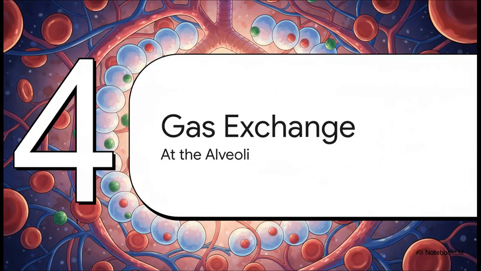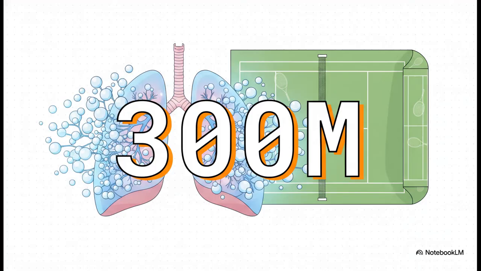Section 4. Gas exchange at the alveoli. From the trachea, we split off into the bronchi, entering the left and right lungs, branching smaller and smaller until we hit the very end of the line. 300 million. That is the astonishing number of microscopic balloon-like air sacs, called alveoli, packed inside your two lungs.